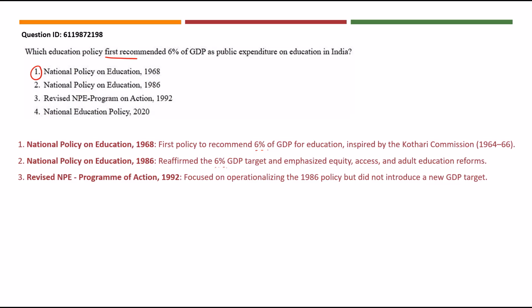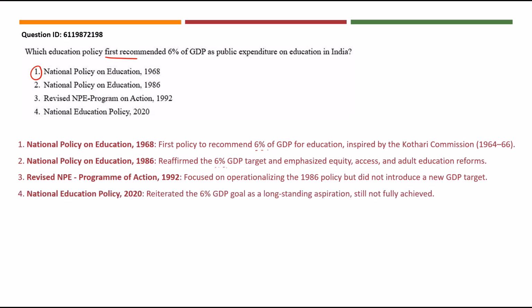This focused on operationalizing the 1986 policy but did not introduce a new GDP target. What about National Education Policy 2020? This reiterated the 6% GDP goal as a long-standing aspiration still not fully achieved. Every education policy is insisting on 6% GDP target only, but the first policy is the 1968 policy.